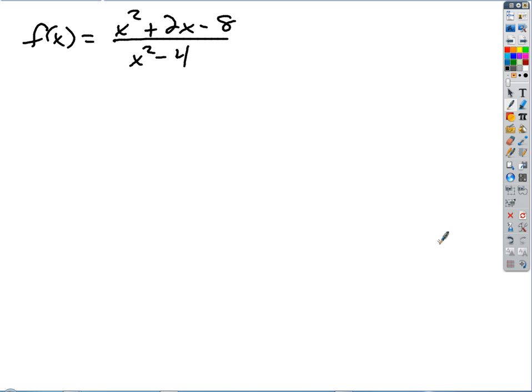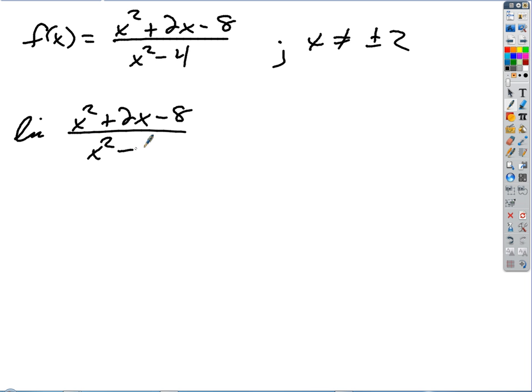So we would want to take limits and see what's going on in those places. If I take the limit of x squared plus 2x minus 8 over x squared minus 4, as x approaches +2, what's going to happen?